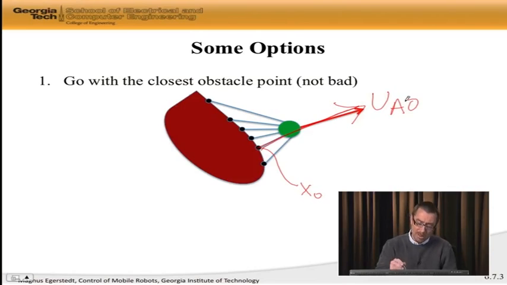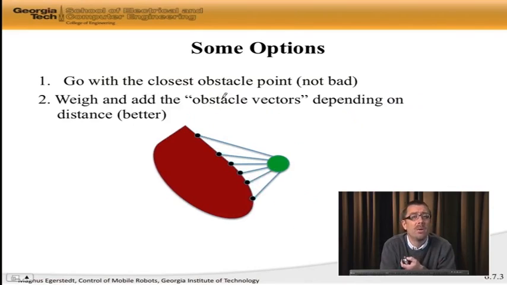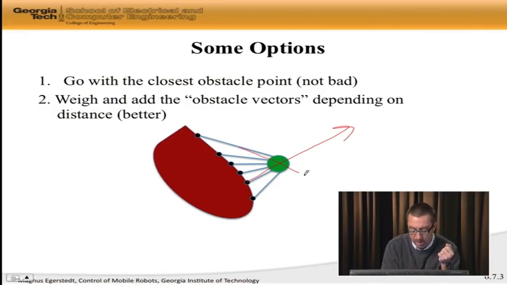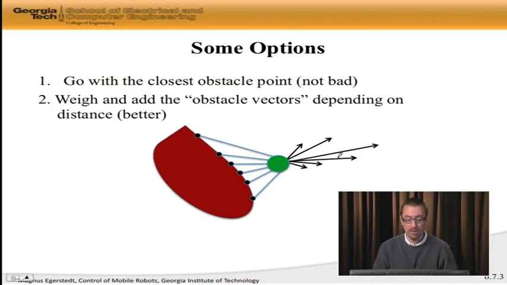But you know what? We have all this other information. Why don't we take that information into account a little bit more? So another option would be to weigh and add the obstacle vectors together depending on the distances. Right? So here is closer, so I'm going to get more in this direction. I'm kind of far away, so I'm going to get little in that direction. And then I'm going to weigh these together and maybe get something out like this. That's better.